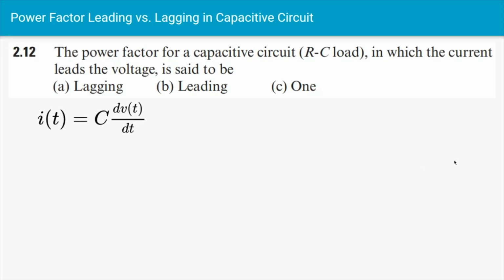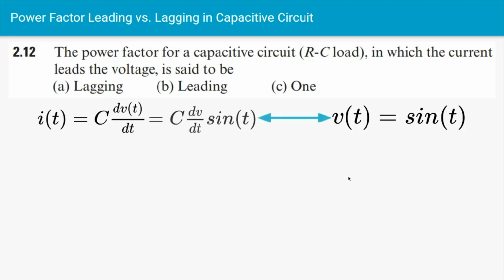I want to start with a really basic formula. The current dependent on time of a capacitor is related to it by the capacitance C multiplied by the derivative with respect to time of the voltage function. And in our AC circuits, right, the voltage with respect to time is going to be equal to sine of t, right? So let's plug this function into here. We have the capacitance times the derivative of sine of t equals the current.